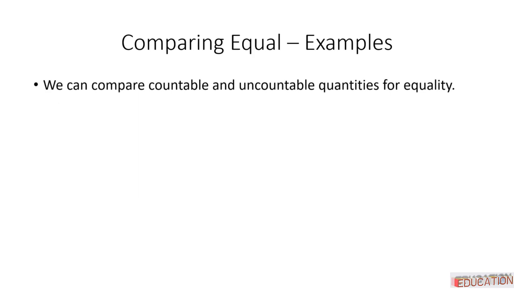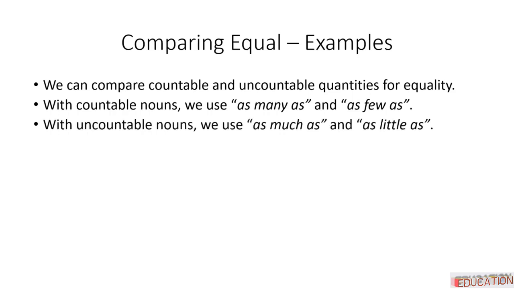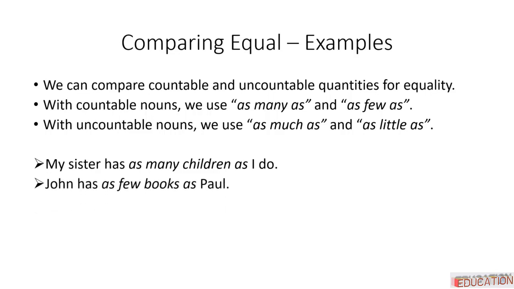We can compare countable and uncountable quantities for equality. With countable nouns, we say as many as and as few as. With uncountable nouns, we use as much as and as little as. So, my sister has as many children as I do. That doesn't say whether it's lots or little, but the number is the same. It's countable. And John has as few books as Paul. Now in this case they have the same number, but by using as few it's an indicator that there's not very many.